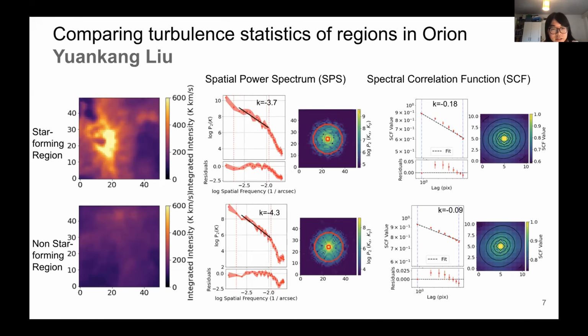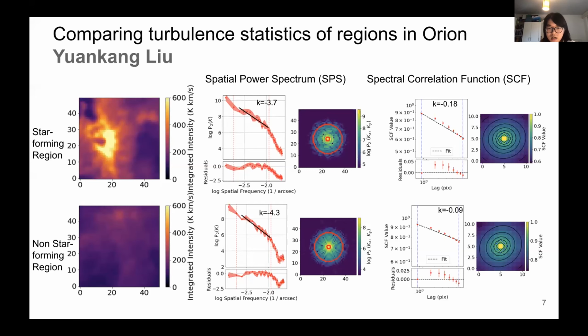In the star-forming region, the power spectrum gives us a slope of -3.7, while in the non-star-forming region, the slope is about -4.3. So we don't see a huge difference in these two regions.